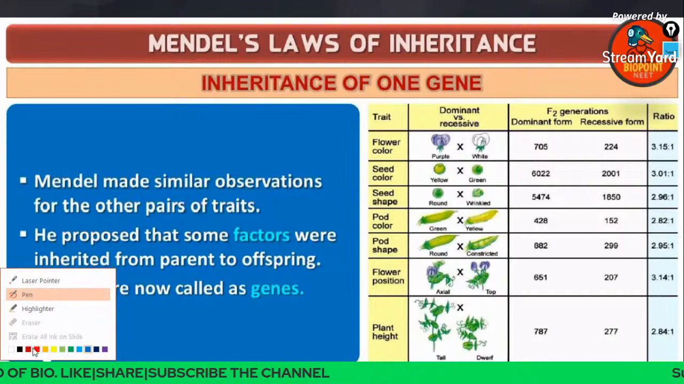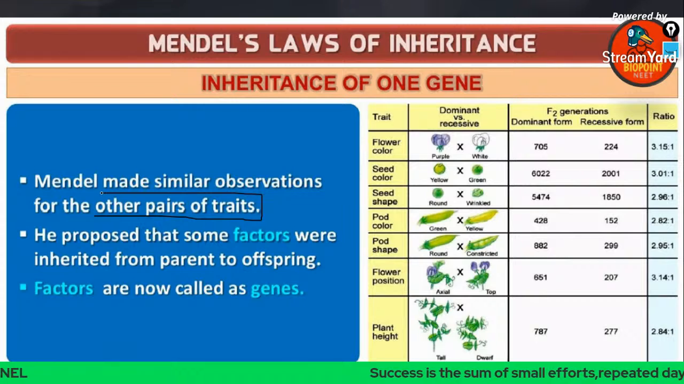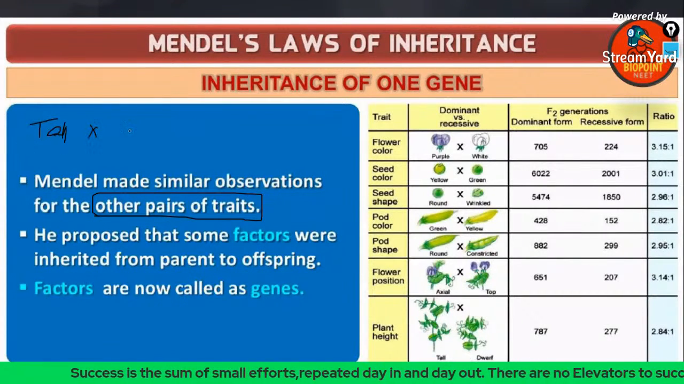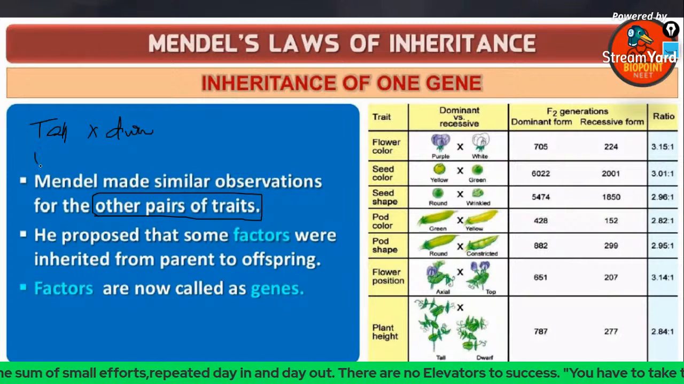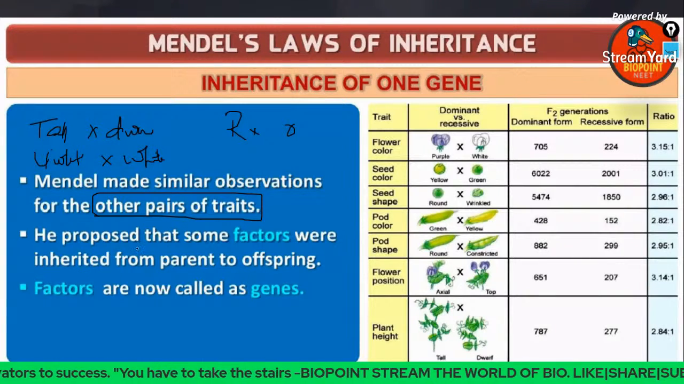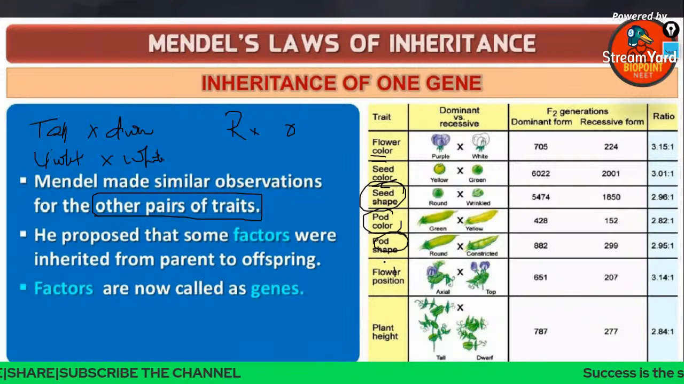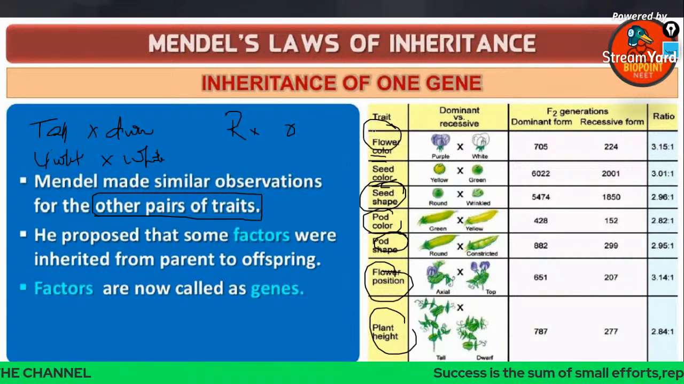Mendel made similar observations for other traits also. Right now we have done crosses with the height of the plant, that is tall versus dwarf, then white versus violet flowers, then round versus wrinkled seeds. So Mendel actually made crosses with all the other traits: flower color, flower position, seed shape, seed color, pod shape, pod color, and plant height.